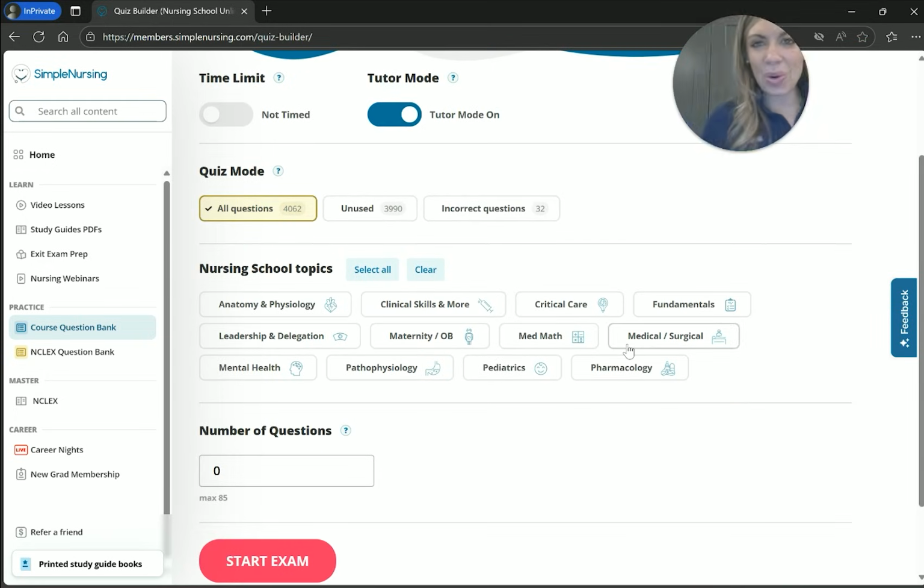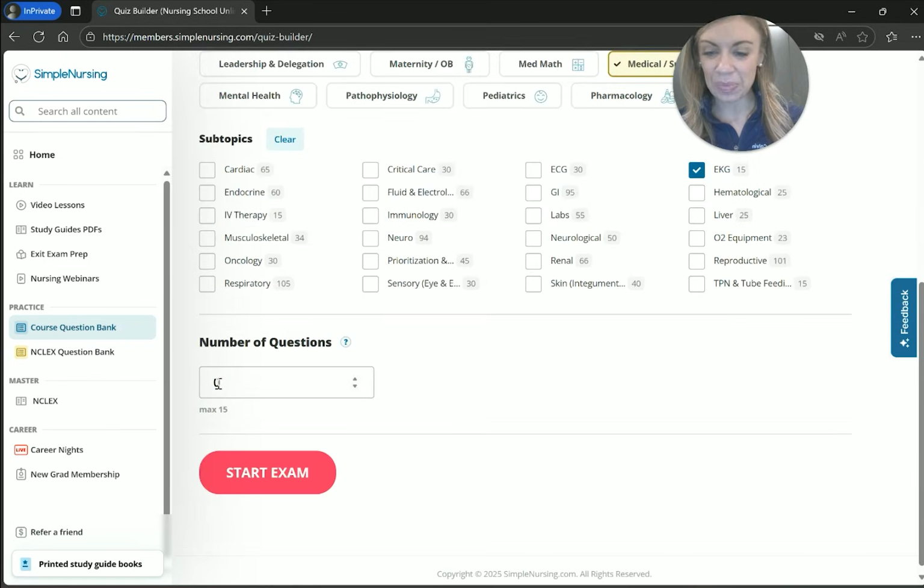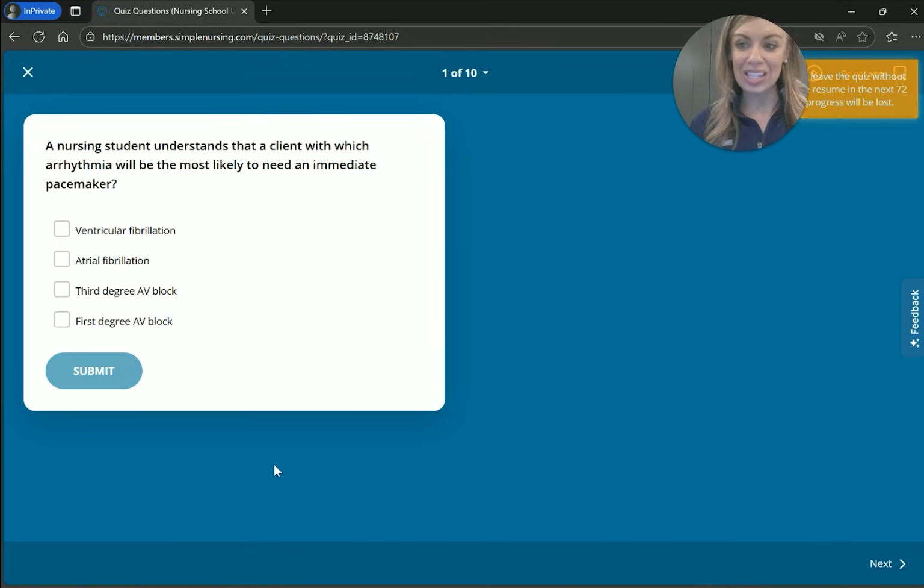So now I'm going to select some questions. I'm going to select Med-Surg. As you can see, now I have a ton of subtopic areas. Select EKG, and then I'm just going to select 10 questions. And again, this is such a time saver because it personalizes it to those topics that we want to focus on. So let's dive into the quiz.